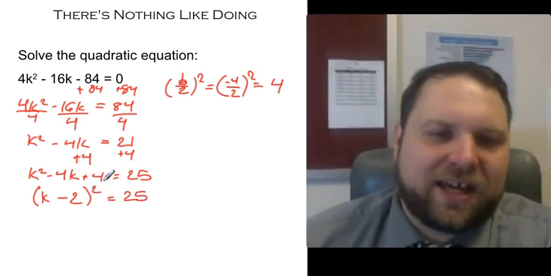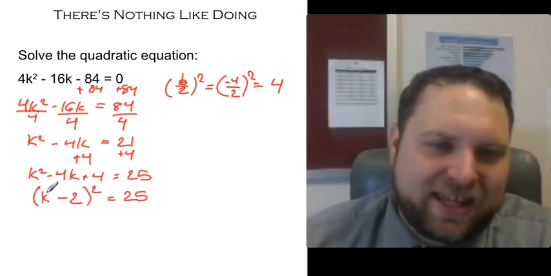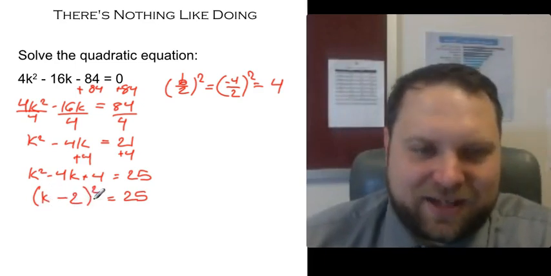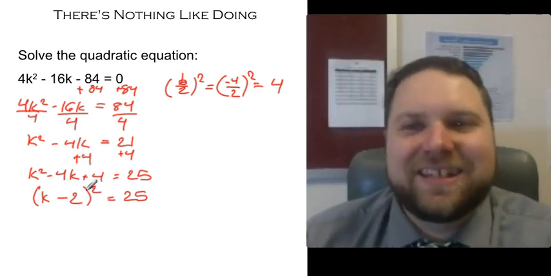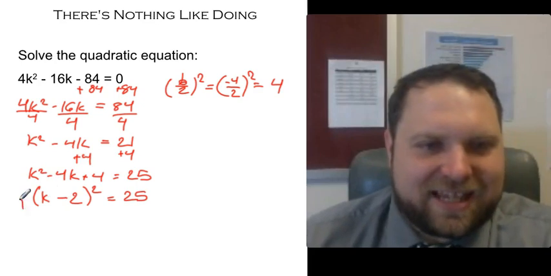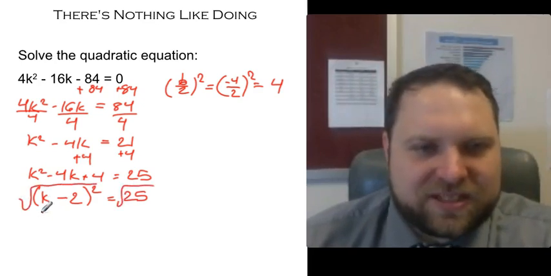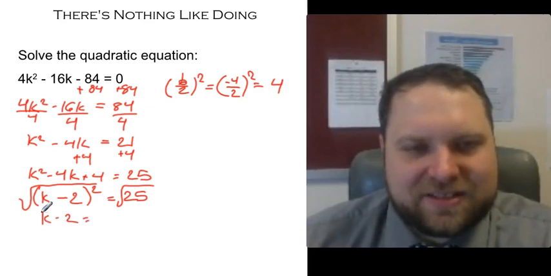squared equals 25. If you're not sure if you are correct in this step, you can expand that and take k minus 2 times k minus 2 and figure out if you are in fact correct. In this case we are. Now we're going to take the square root of both sides. I get k minus 2 is equal to plus or minus 5.